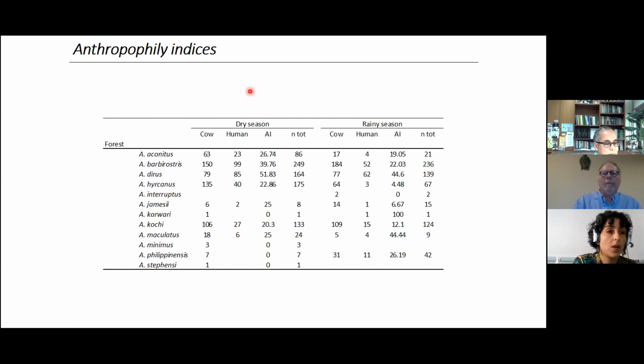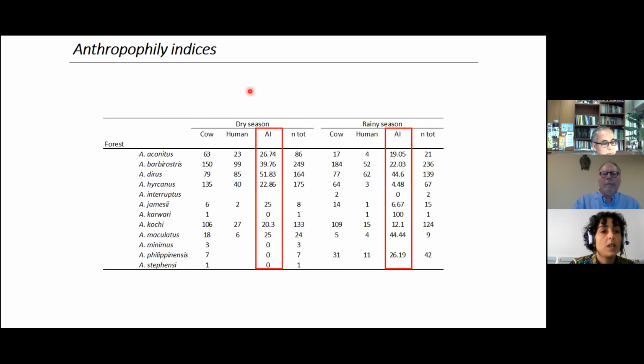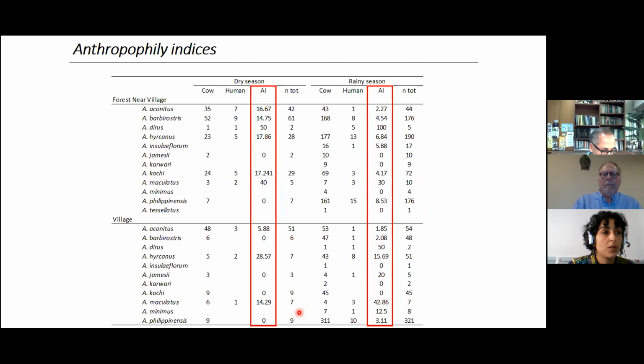And you have again cow and human and the total number of samples. And when we look at the anthropophily indices in both seasons in different species, you can see that most of them are really generalist or zoophilic, including Anopheles dirus, which is considered one of the main malaria vectors in the area and which is supposed to be highly anthropophilic. And we observe the same patterns in the forests near the villages and in the villages, where most of the mosquitoes are actually zoophilic.